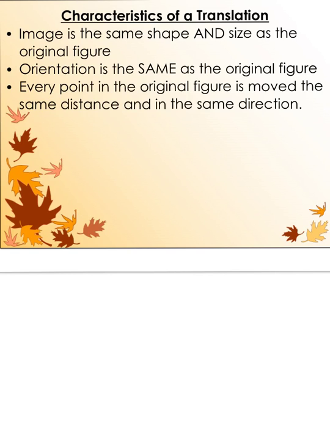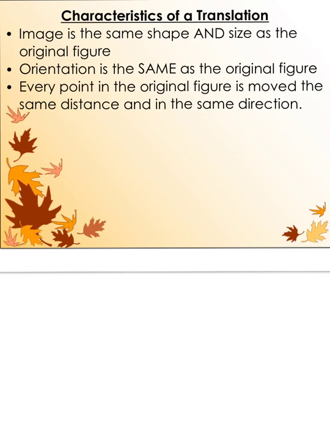Yesterday we listed characteristics of a reflection. Similarly, we're going to do the same thing for translation. You'll notice some of these characteristics are similar to reflection, but most of them are different. To start with, the image is the same shape and size as the original figure. Later this school year, we're going to learn about some transformations where the shape will change size.